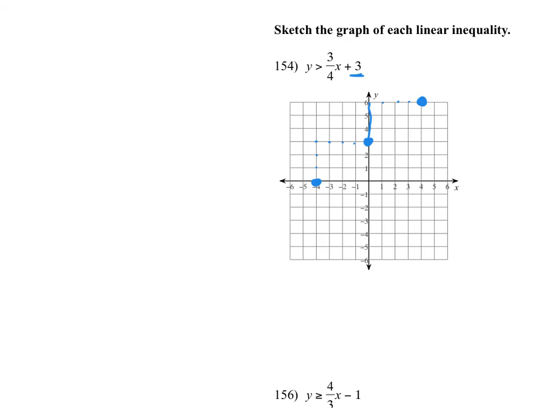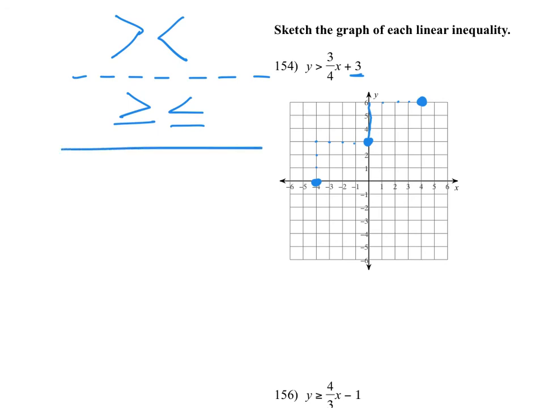Now, if the sign is less than or greater than, right, your line is going to be dotted. It's a dotted line. And if I have greater than or equal to or less than or equal to, then my line is going to be solid. So in this case, I know it's going to be dotted.